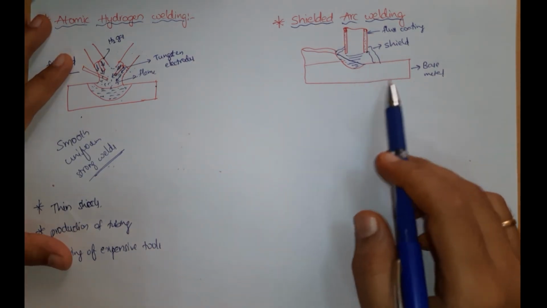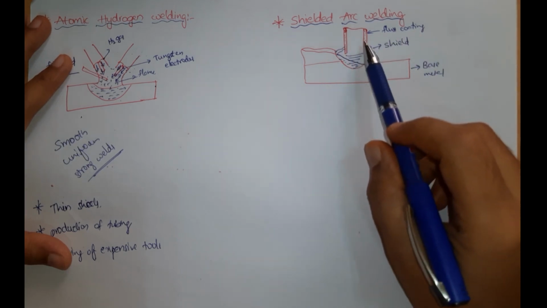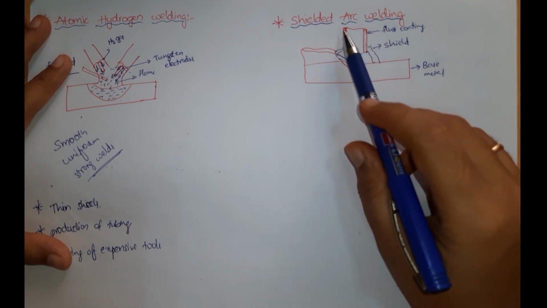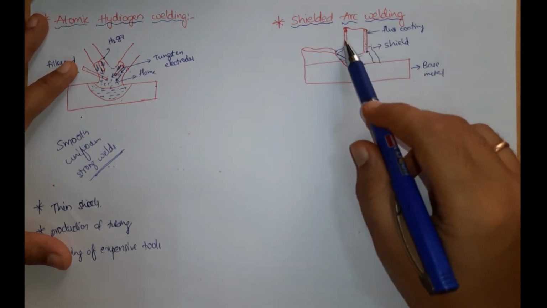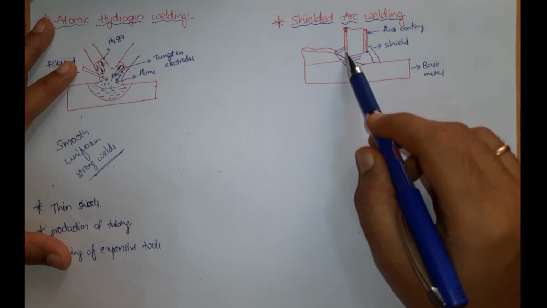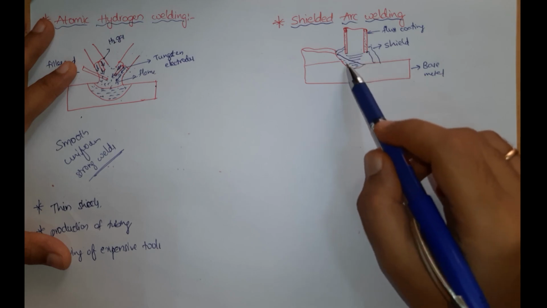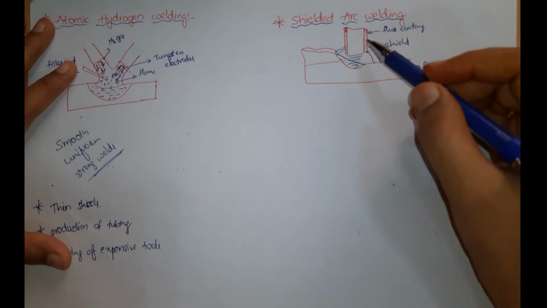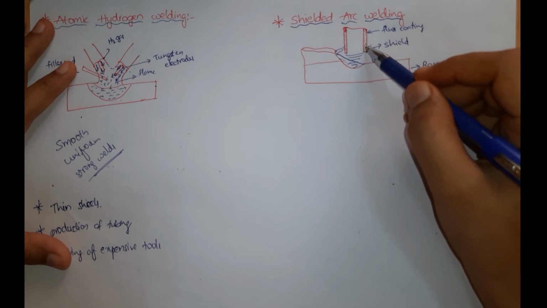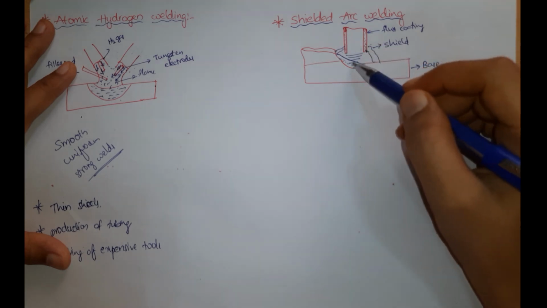In shielded arc welding, you can see here there are two electrodes to which the supply is given. When supply is given to these electrodes, an arc is struck between the electrodes as well as the workpiece. There is a common behavior of the electrode that it is made up of some kind of metal. So when it gets heated, when its temperature rises, there is a chance of melting of this metal.